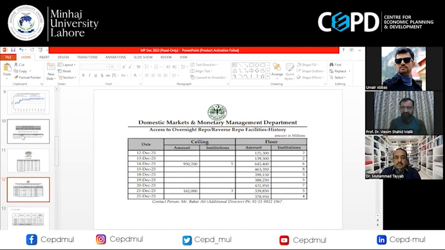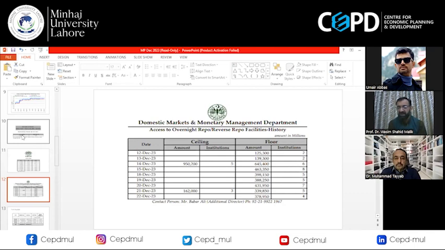There are some ceiling transactions as well as floor transactions. You can look at the data. These floor transactions show that the central bank is performing its role of borrower of last resort, whereas ceiling transactions show that the central bank is performing its function of lender of last resort. You can see that the central bank has lent to 5 banking institutions an amount of 950 billion rupees on 14th December 2023.